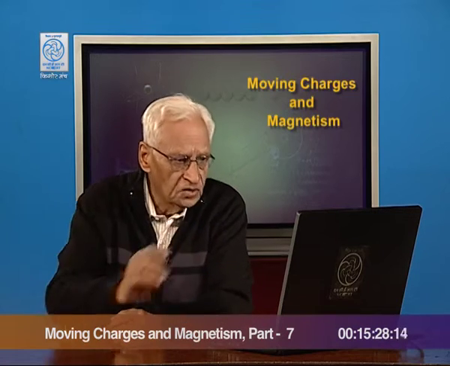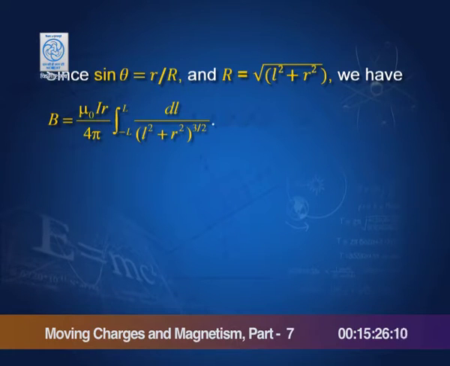Again, we shall use trigonometry and we get the result. First of all, we put sin theta equal to r by R, and R itself is the square root of r squared plus L squared. So, we do all that and we get B equal to mu 0 I r by 4 pi integral from minus L to L dl by L squared plus r squared raised to power 3 by 2.